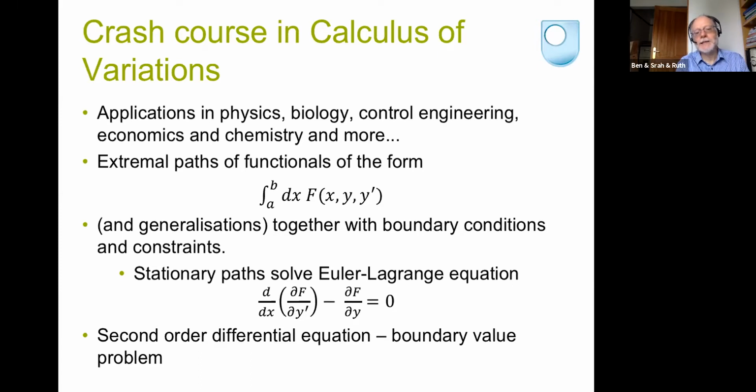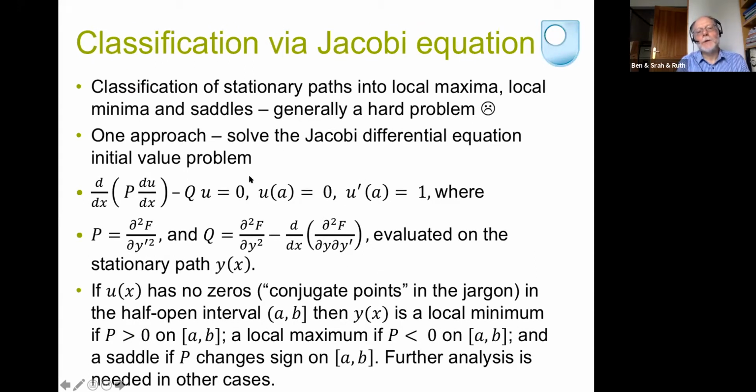This is typically a second order differential equation, in this case, an ordinary differential equation, but it's a boundary value problem, which makes it quite hard to solve quite often. And it's also typically nonlinear as well, which makes it even harder to solve. Now, what I want to talk about is the fact that we want to be able to classify the stationary paths. Suppose we've actually been able to solve the Euler-Lagrange equation with the right boundary conditions to get a stationary path. Well, we then want to classify it into whether it's a local maximum or a minimum or a saddle point. And that is typically a very hard problem.